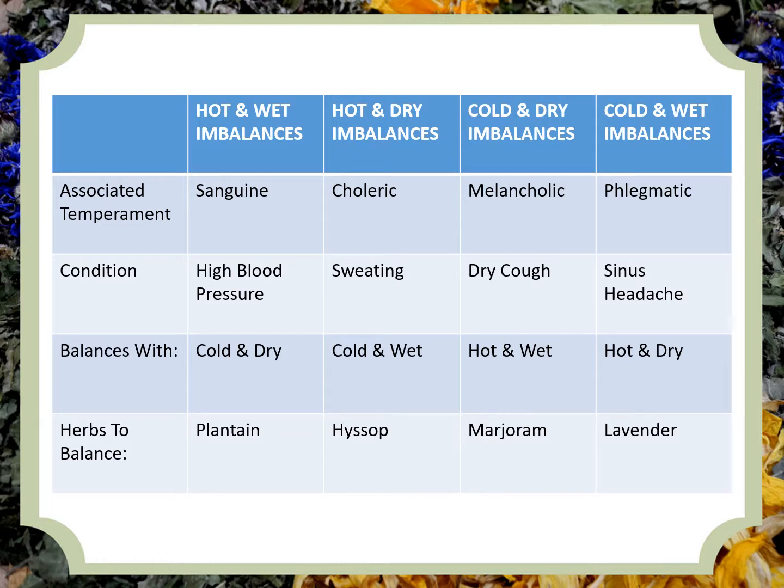So a melancholic herb, we talked about plantain in just the last slide. So you would balance high blood pressure with plantain. You can see how this works in the rest of the chart. Your caloric imbalances include sweating. Sweating being a hot and dry imbalance, you want to balance it with something that's cold and wet, like hyssop. And you can see how this works in the rest of the chart as well. You're balancing each thing with its opposite, is the idea here.